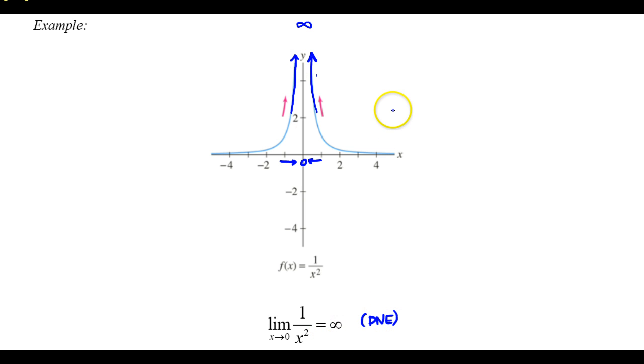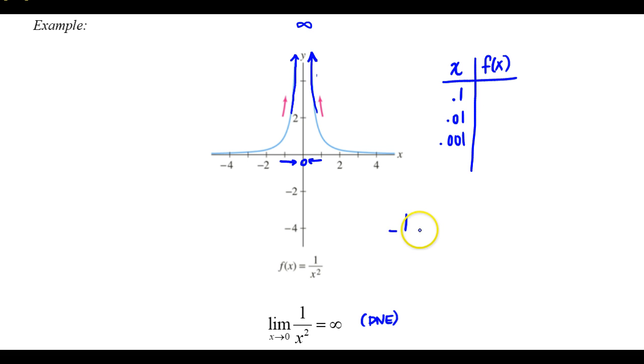Now, if I didn't know what the graph looked like, let's take a quick look at a numerical approach, and we'll only look at it from one side. So let's just create ourselves a little table, and we're going to substitute in x values into the function 1 over x squared. So let's substitute in 0.1, 0.01, and then 0.001. So if I were to substitute in 0.1, and I can go ahead and use my calculator for this if I want, I have 1 over 0.1 squared, so that's 1 over 0.01.